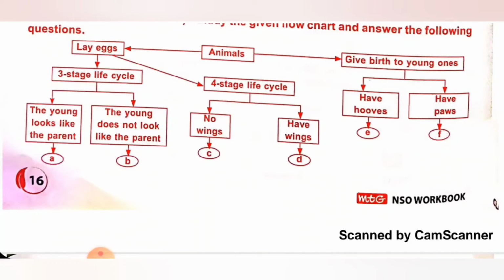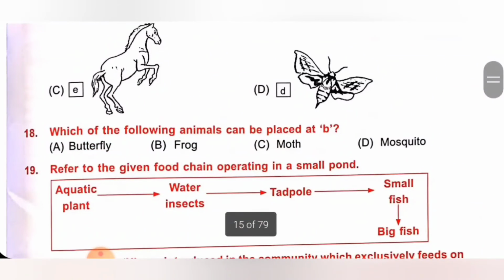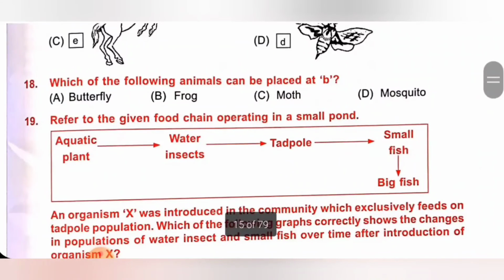tadpole, it doesn't look like a parent and it has a 3-stage life cycle. So frog can be placed at B because its young one does not look like the parent and it has a 3-stage life cycle. Okay. So option B, frog, can be placed at B. So option B is the correct answer. Okay. 19th one.